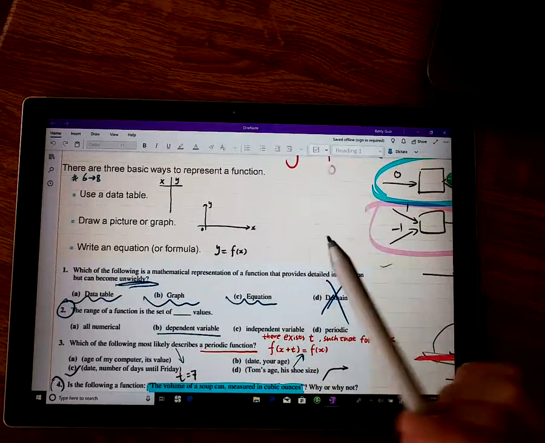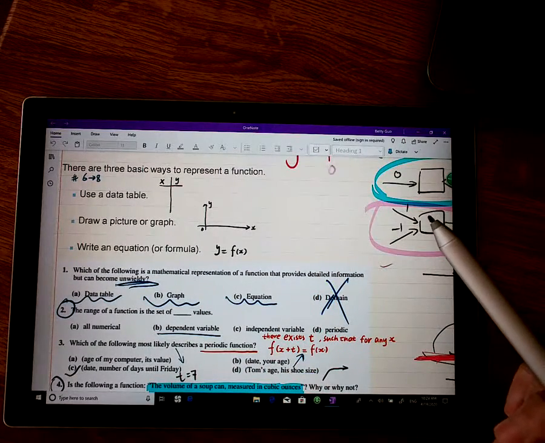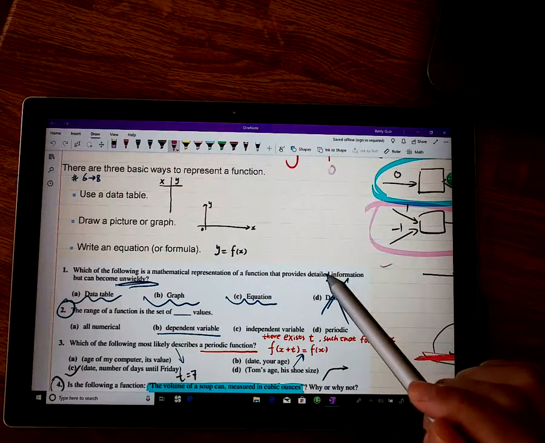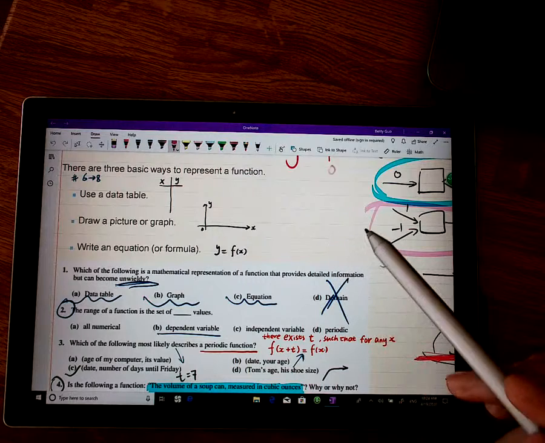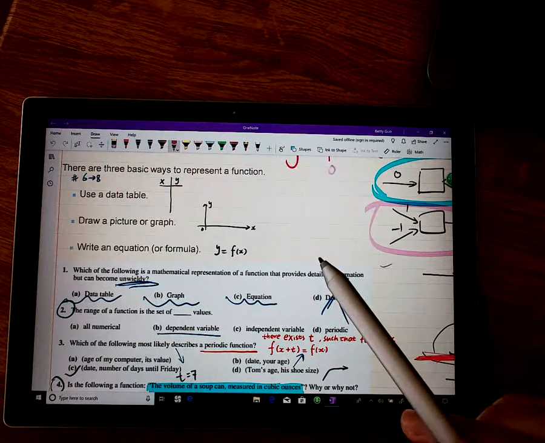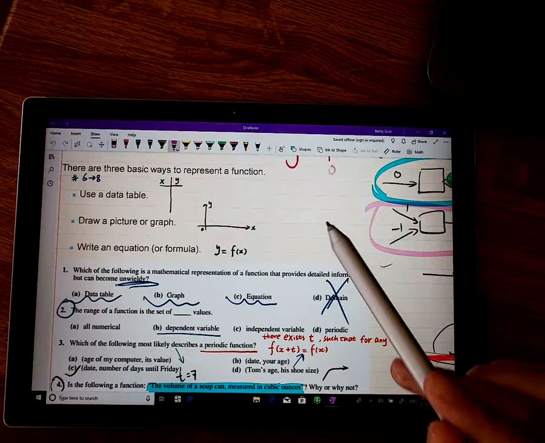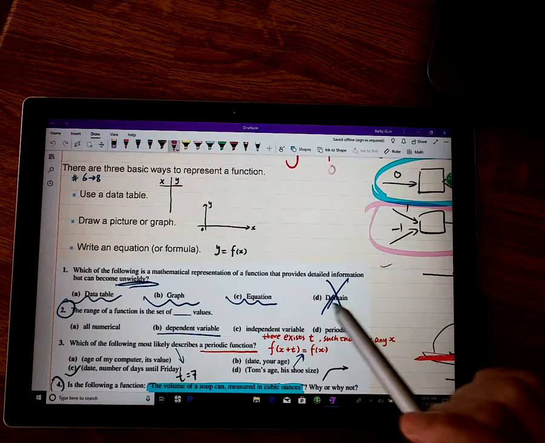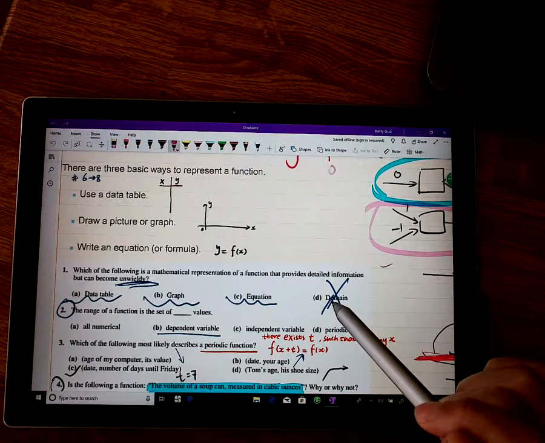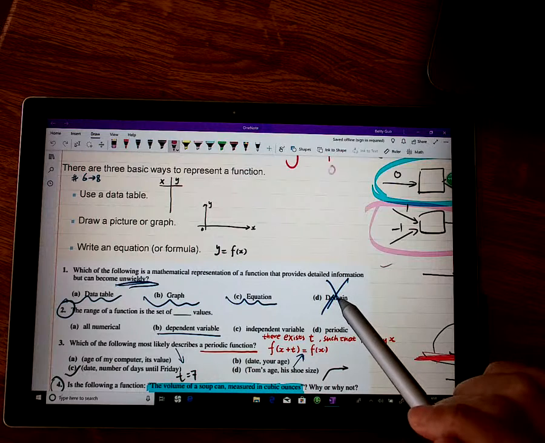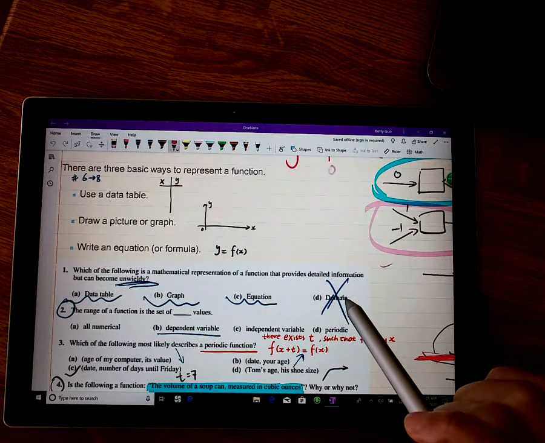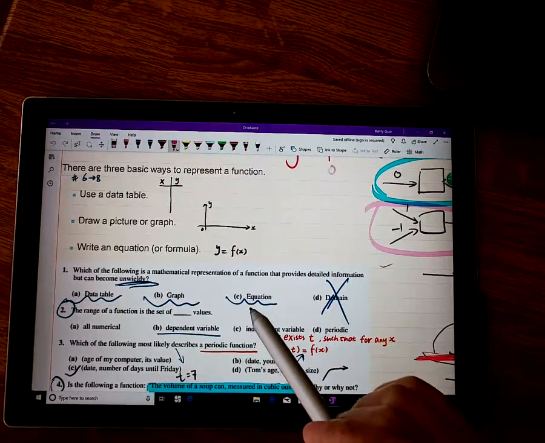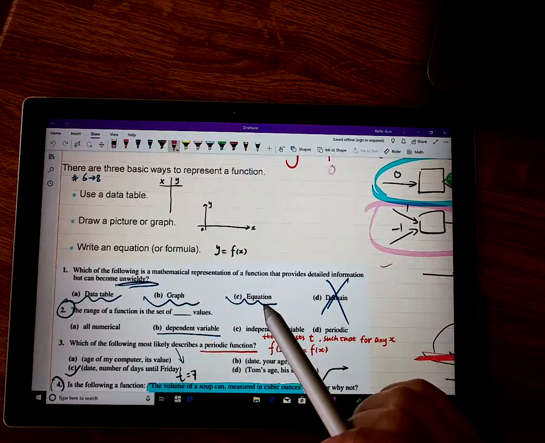In the package number 1, which of the following is a mathematical representation of a function that provides detailed information but can become unwieldy? Unwieldy is like troublesome, right? I would say D is out because the domain is one element, an important element of a function. Domain cannot represent a function. Equation, graph, data table. Those three are the three basic ways to represent a function.